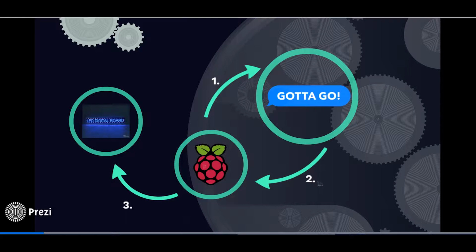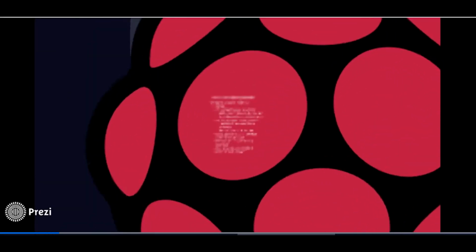So the general idea of the Emoji Ticker is that we have a Raspberry Pi that communicates with the Gotta Go server on its own, and then we receive a response, we process that response, and then we send the processed response over to the board, which does all of the lights.